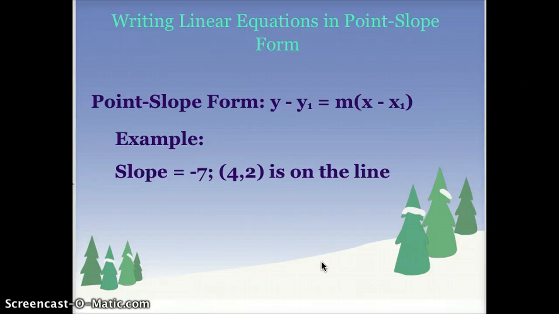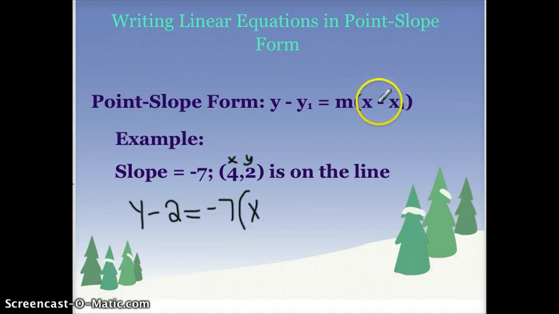Here's an example. If you are told that the slope is -7 and (4, 2) lies on the line, well, you know that this 4 is your x-coordinate and the 2 is your y-coordinate. So let's use the equation to write it in point-slope form. y minus 2, because that's y1, equals my slope m, which is -7, times the quantity x minus x1, which is 4. And I'm done. There is my equation written in point-slope form.